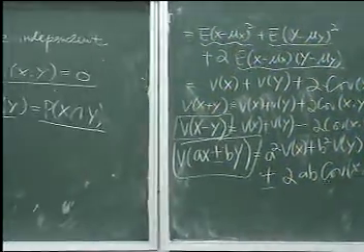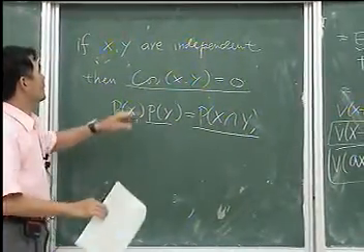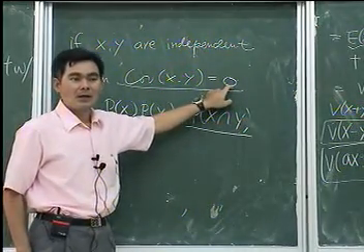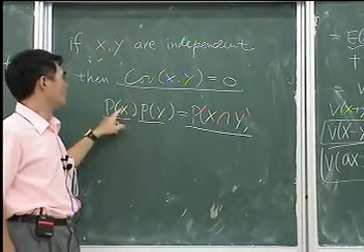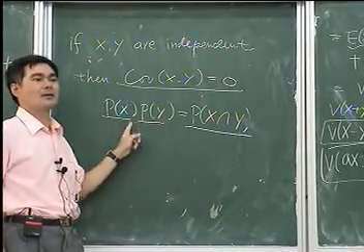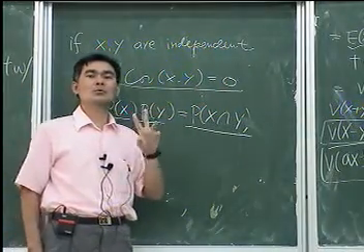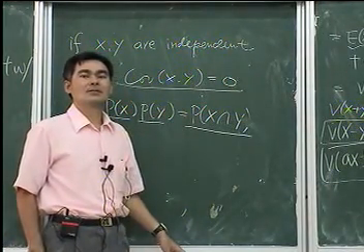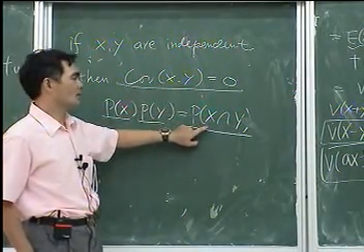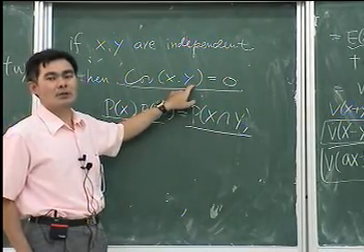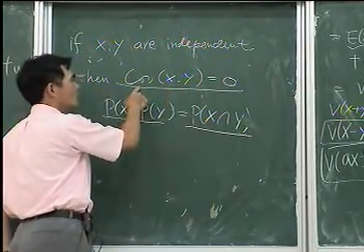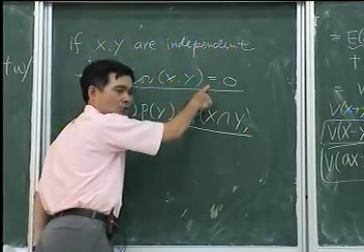Let us finish this first. We say if X, Y are independent, then the covariance will be equal to 0. And we also know if P(x) times P(y) is equal to P(x and y), they are independent too. So now you have two ways to verify if two variables are independent. One way is this, and one way is this. But you have to be very careful here.